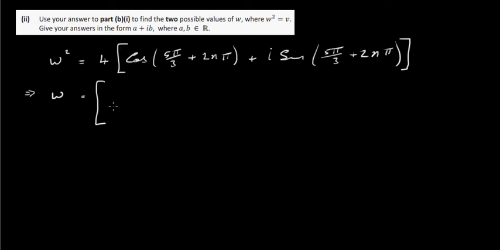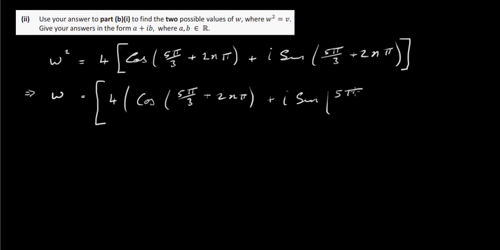So really what you've got to do is this. 4 times, we're going to have to revert here, so it's cos 5 pi over 3 plus 2n pi plus i sine 5 pi over 3 plus 2n pi, and we've got to raise that to the power of a half. We've got to get the square root of this entire right hand side. So instead of writing in the square root symbol, we can just raise it to the power of a half. It's the same thing.